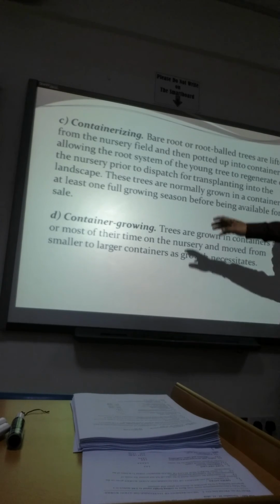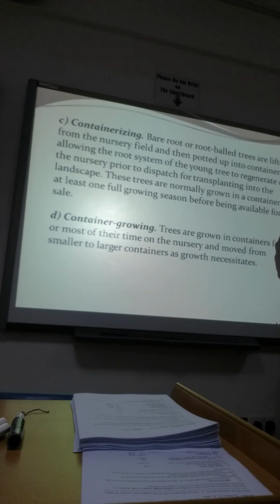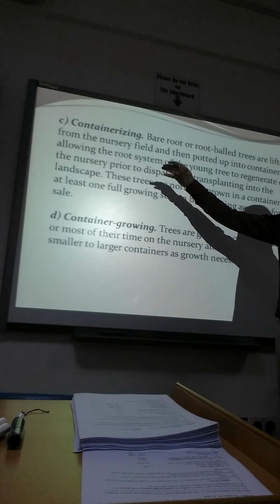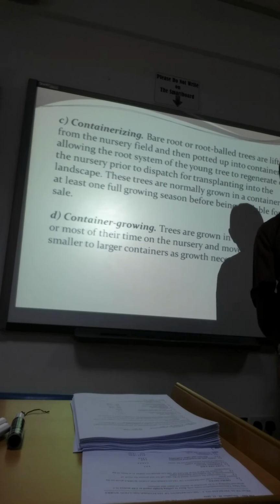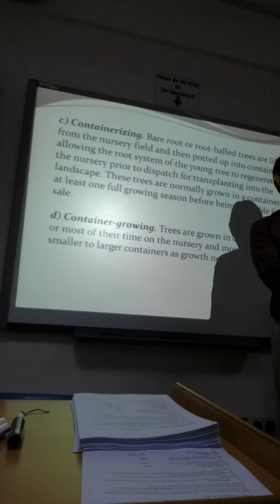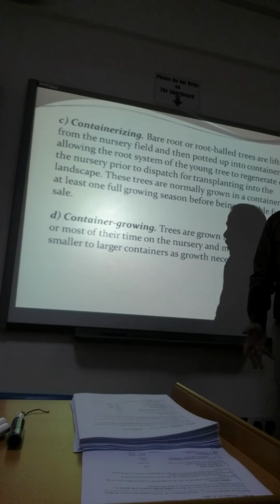Then letter C, containerizing. Bare root or root ball trees are lifted from the nursery. Therefore, it needs a container. Maybe if it is plastic, the plastic cannot hold the weight of the soil. It will burst while hauling. Therefore, it really needs a pot or a container.